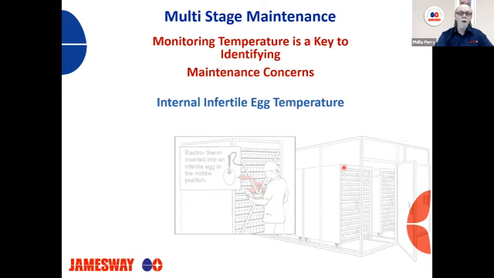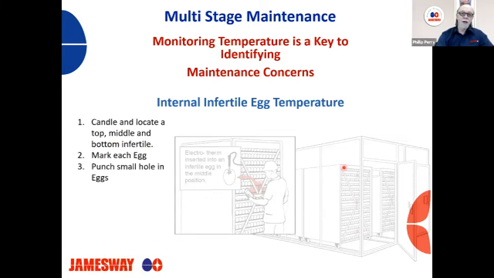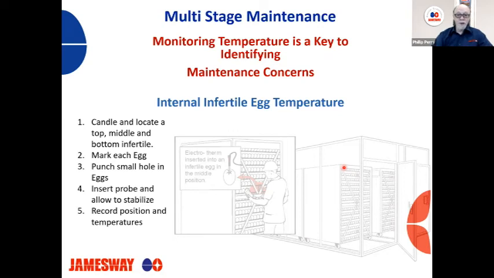that we're looking for. We mark them with a marker, and then we punch a small hole in the egg. We don't want to break the egg. I like to just take a small Phillips screwdriver and grind a small hole in it, open it up large enough to insert my probe, and we allow the temperature to stabilize. It's usually pretty quick going into a liquid. It'll stabilize fairly quickly. And then we record the position and the temperatures.